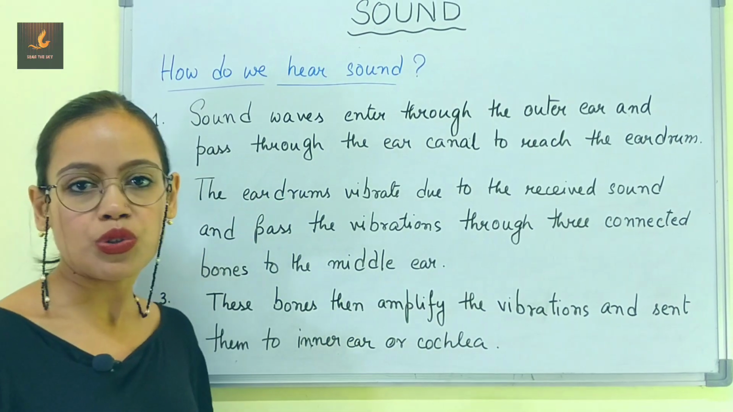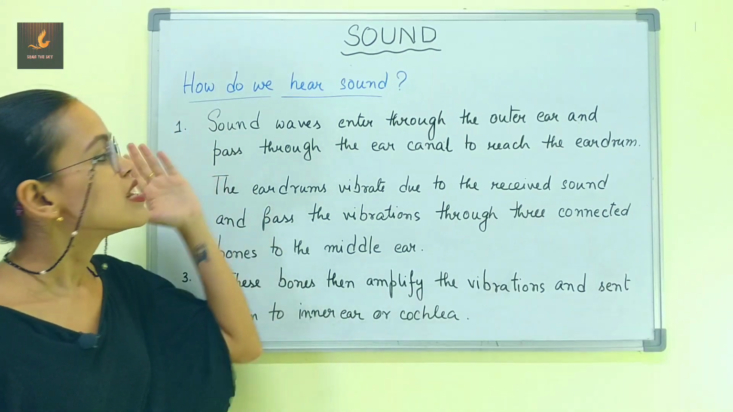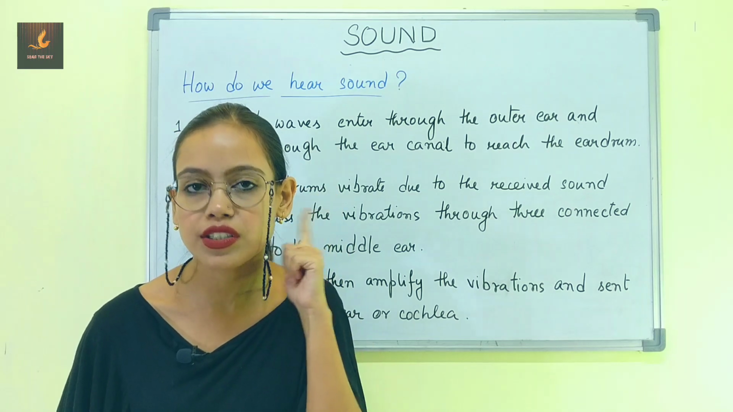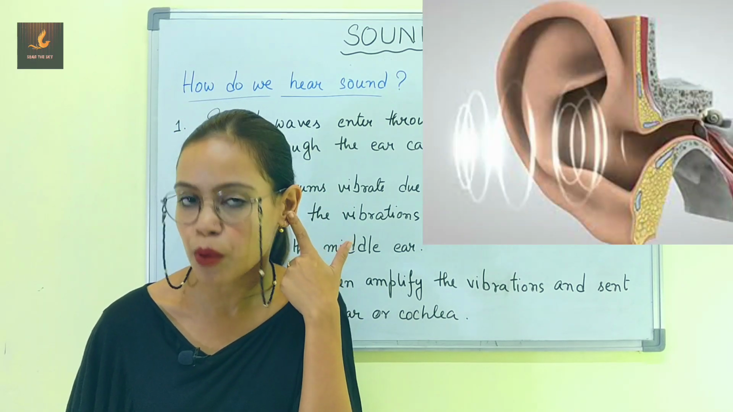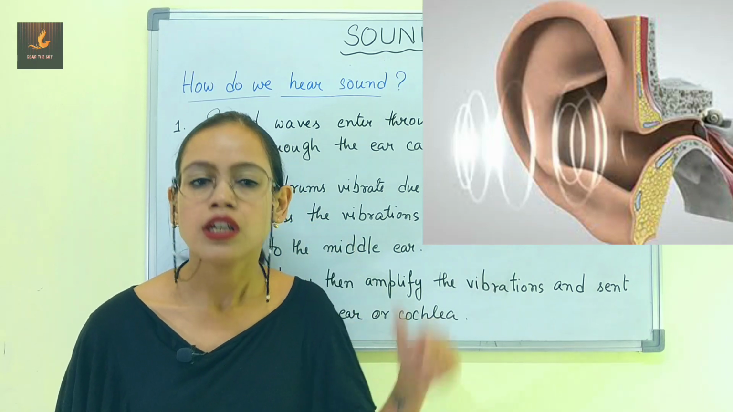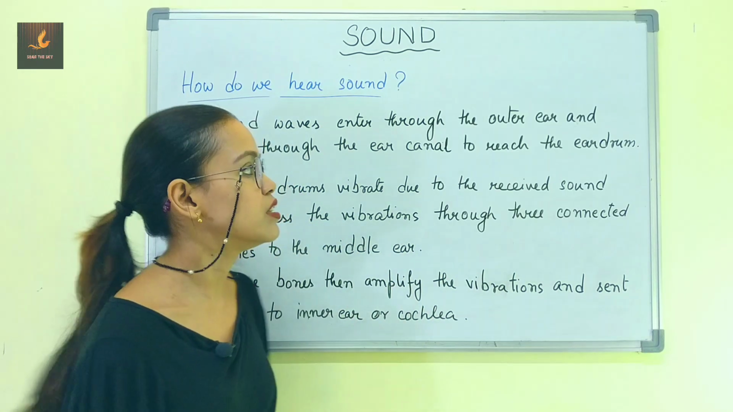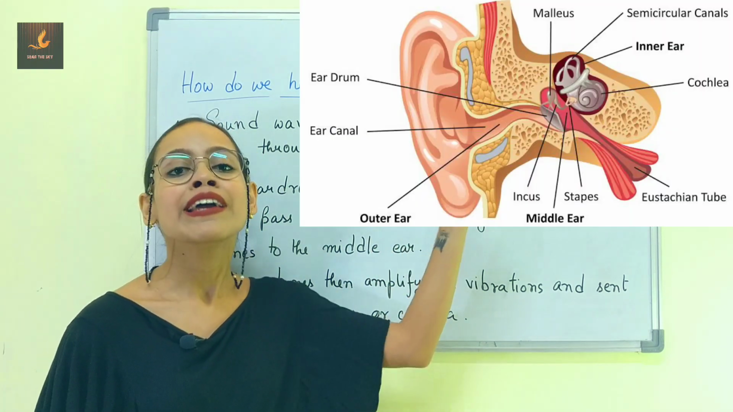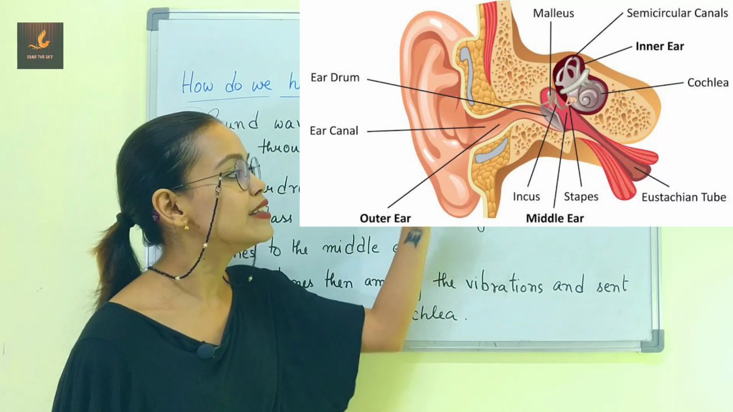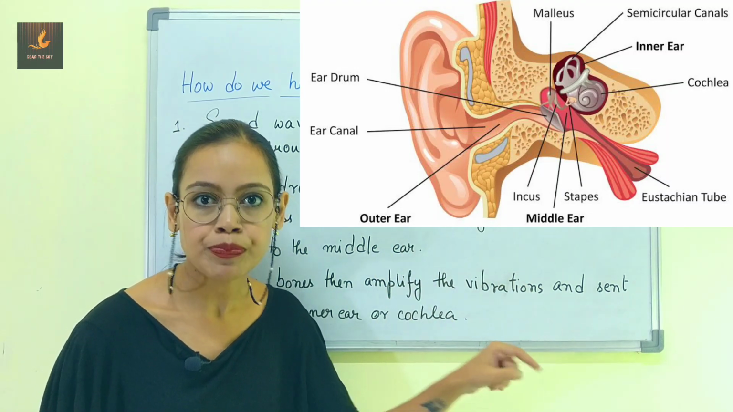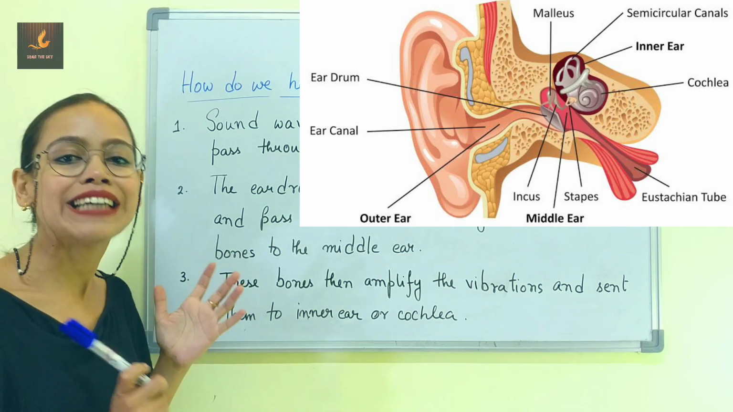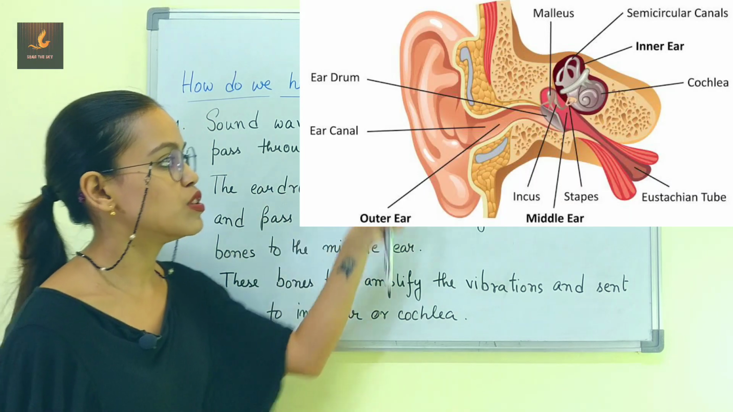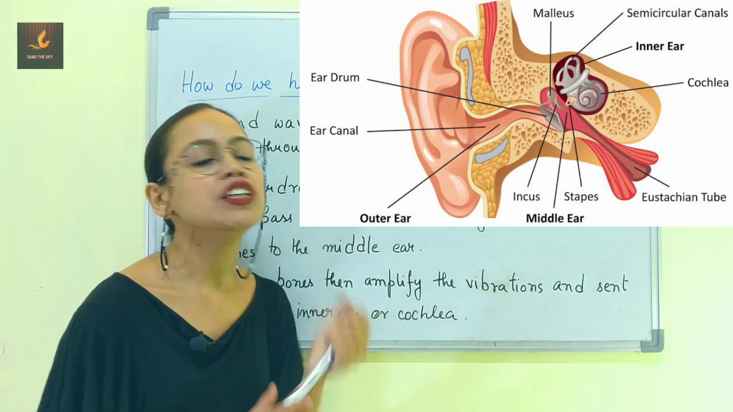Let me break it down to you in an easier way. Sound waves basically enter through our outer ear. This part of the ear that you can see, protruding from outside our body, is called the outer ear. Sound enters through the outer ear and passes through the ear canal. As you can see in this diagram, it passes through the ear canal and then reaches the eardrum. So the first process is that it enters through the outer ear and then passes through the ear canal to reach the eardrum.